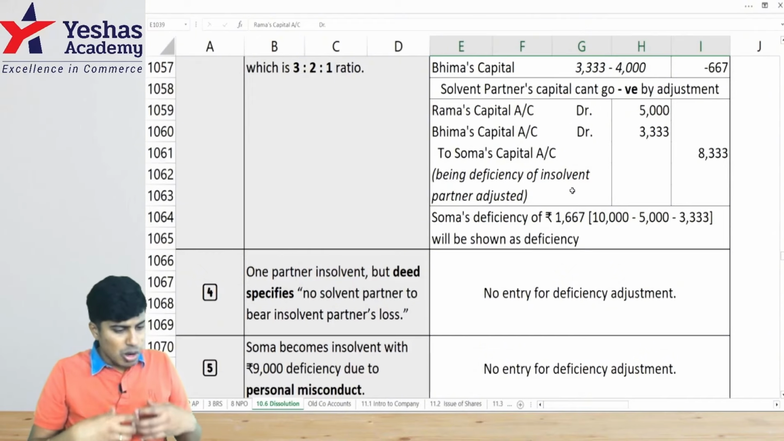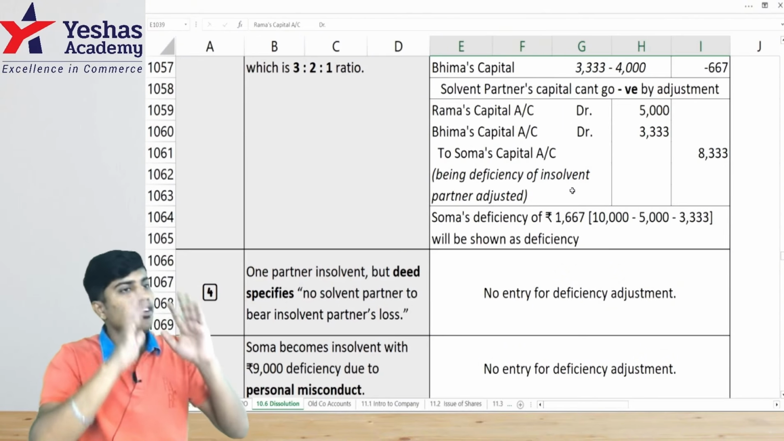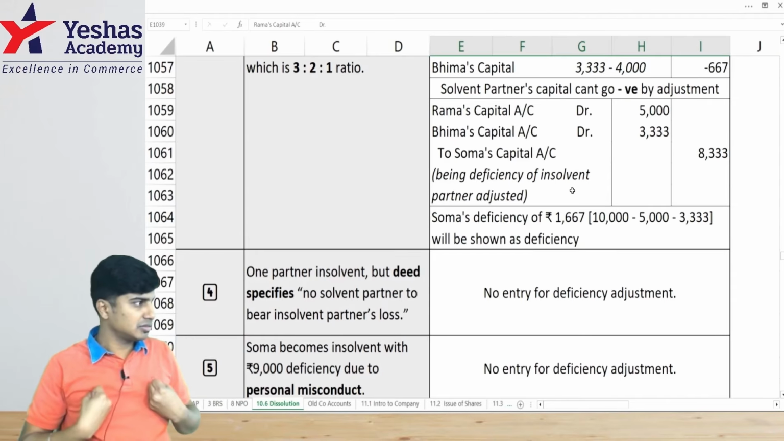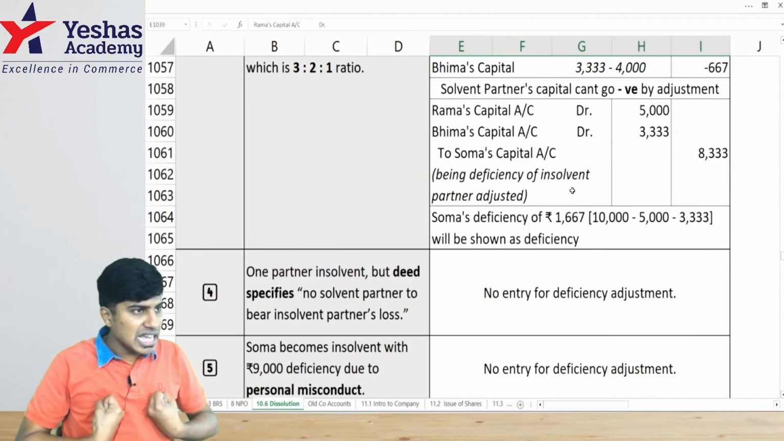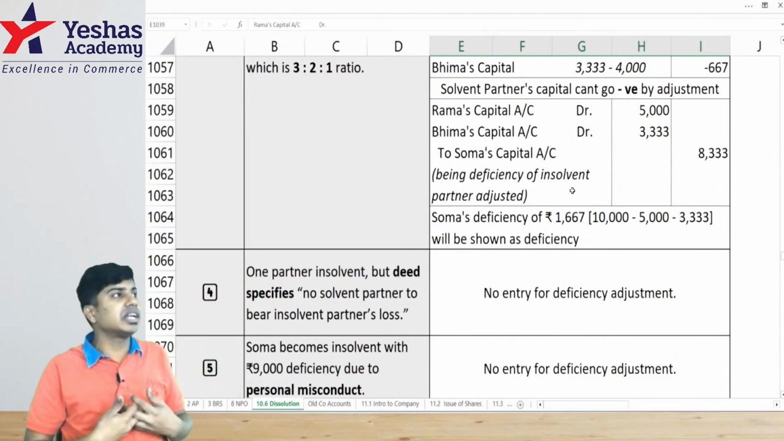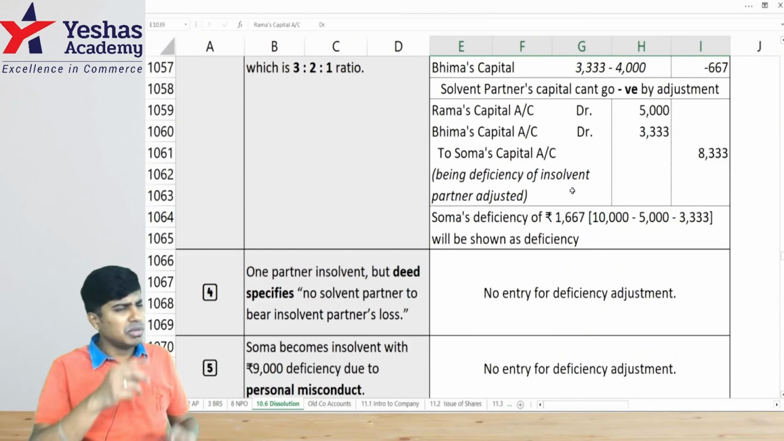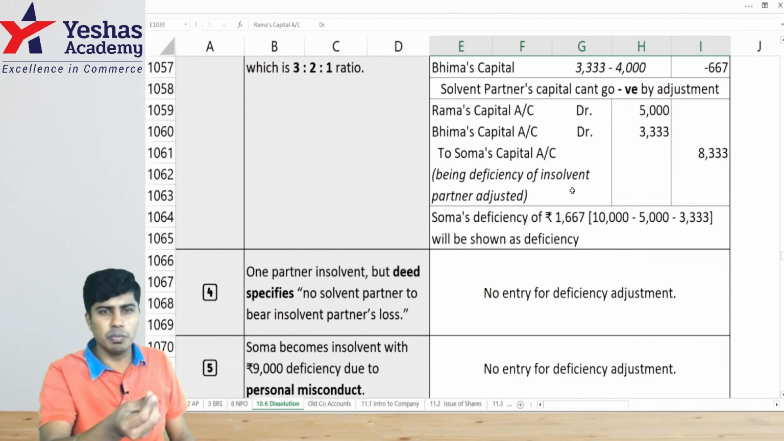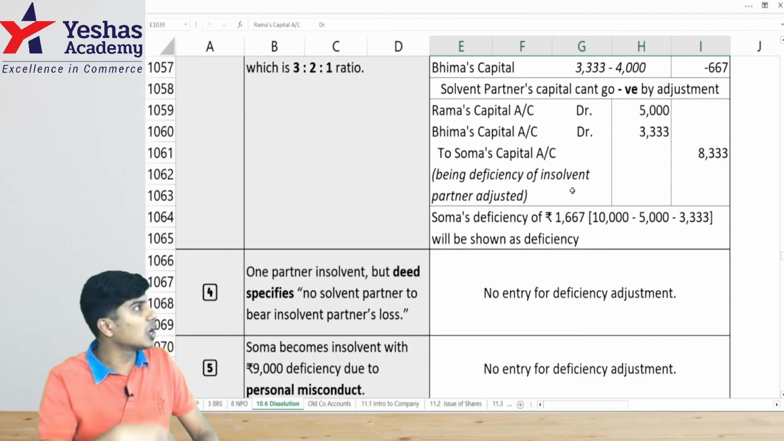Then before you apply the deficiency adjustment, first receive the realization loss in cash from the partners. After you receive the realization loss, meaning one of the partners will not pay the full amount. He can only pay 25 paise in a rupee or 1/3. Sometimes he might not be able to pay.